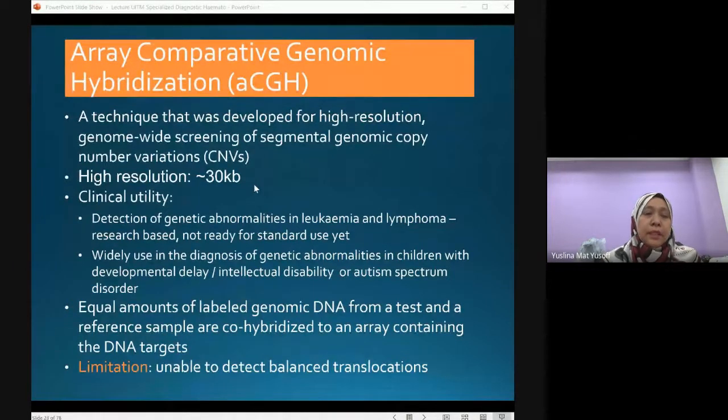And this technique is actually widely used in the diagnosis of genetic abnormalities in children with developmental delay or intellectual disability or autism spectrum disorder. In this test, equal amounts of labeled genomic DNA from a test and a reference sample will be co-hybridized to an array containing the DNA targets. However, compared to cytogenetics, even though this test can give high resolution, it is unable to detect balanced translocations.